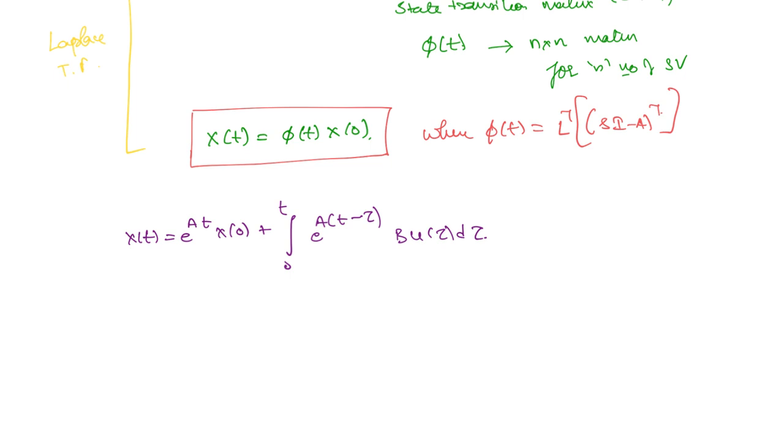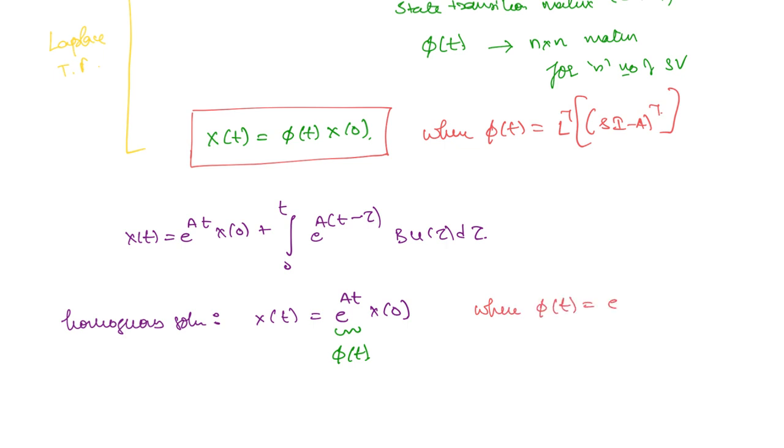Now what will be the homogeneous solution? The homogeneous solution is only due to the initial conditions. So that means x of t is equal to e to the power A t x of 0. Now if you see this equation and the earlier one, you can see that e to the power A t is nothing but the state transition matrix. So here in the time domain, you can write phi of t is equal to e to the power A t.